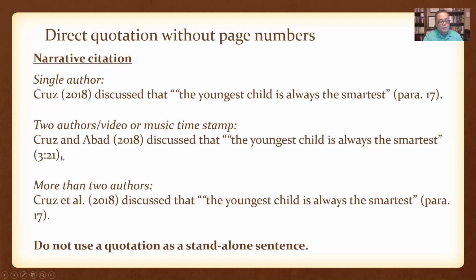So for example, sina Cruz at Abad, dinisscuss nila yung the youngest child is always the smartest beginning at 3 minutes and 21 seconds nung podcast or nung video. You can do that too, so instead of paragraph number. So Cruz and Abad, 2018, discussed that, again, sorry, nadoble ito, mali ito. The youngest child is always the smartest, beginning at 3 minutes and 21 seconds. Tapos more than 2 authors, the same thing. Cruz et al. Walang comma, may period lang.